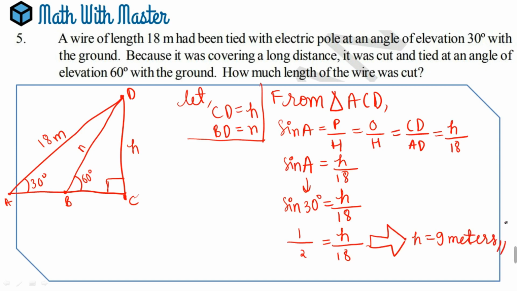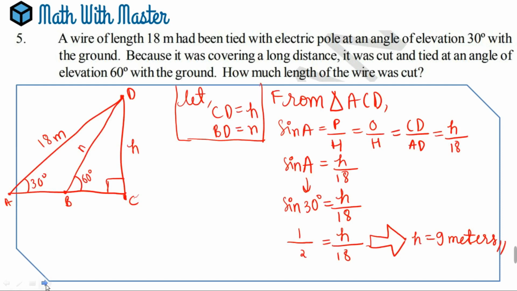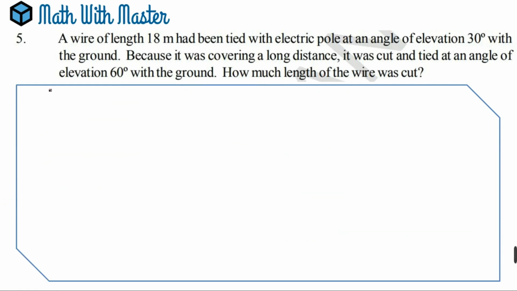Then if you send 2 in the denominator, in the right hand side it will become 9 meters. So H is equals to 9 meters. Now we have found H. So now we will find the value of N, which was asked. No, that is not asked in the question. I will tell you later when that part comes.